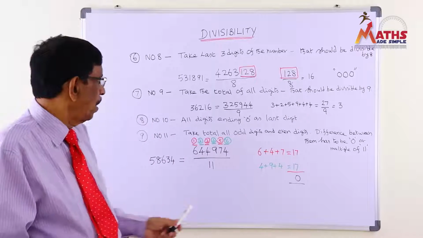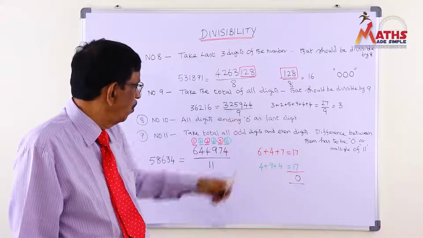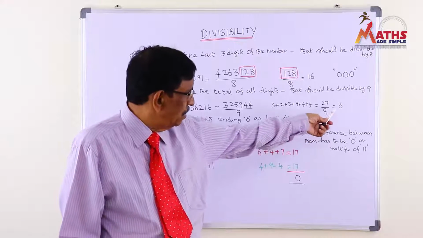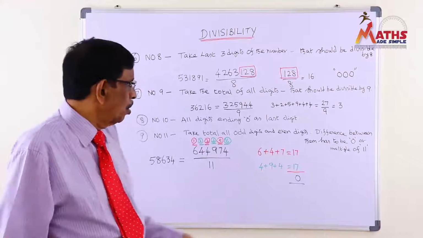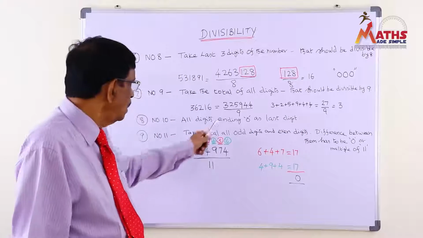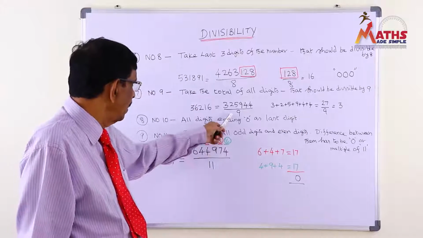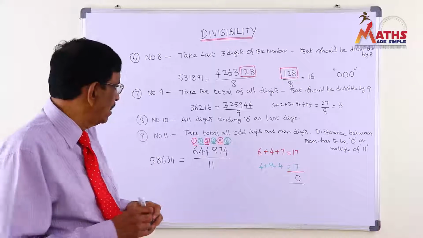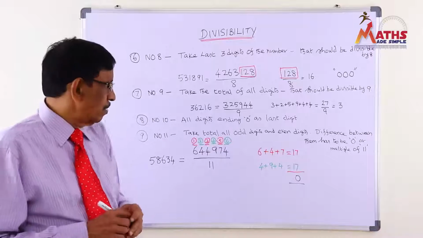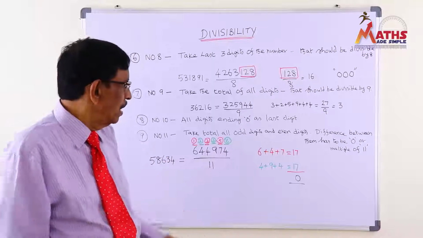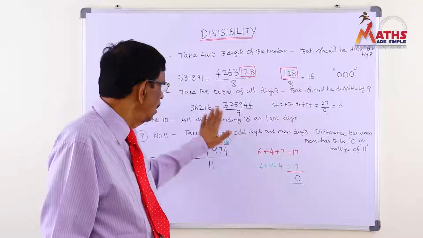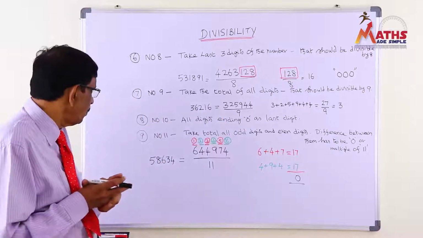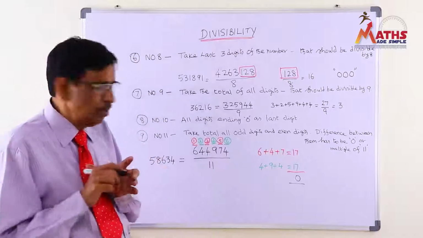Let us take an example of 325944. I am taking the total, it is 27, this is divisible by 9. So the moment this is divisible, the number is also divisible by 9. When I divide it, this is the answer. 36216 is the answer. On the contrary, if this is not divisible, the whole number is also not divisible. That goes without saying.